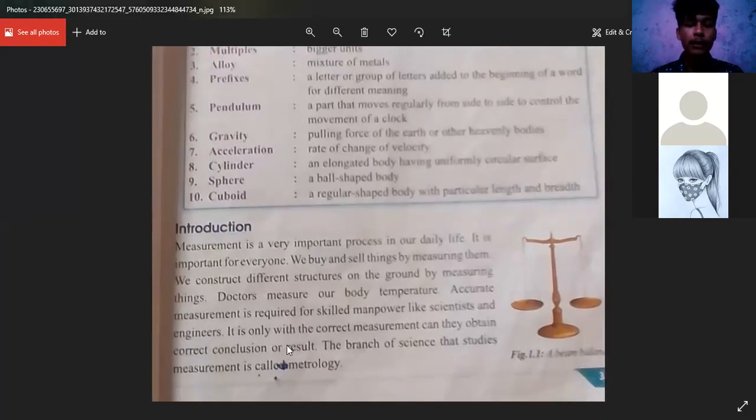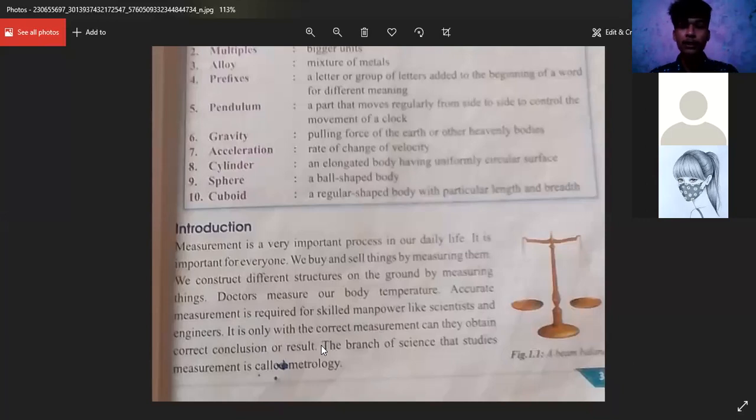They have to do problems by using all those values. Only with the correct measurement can they obtain a correct conclusion or result. Again, if we use accurate measurement, at that time they will get the correct result. They will want the correct result. Otherwise, they will be wrong, and it may cause destruction. It may cause problems in the future.